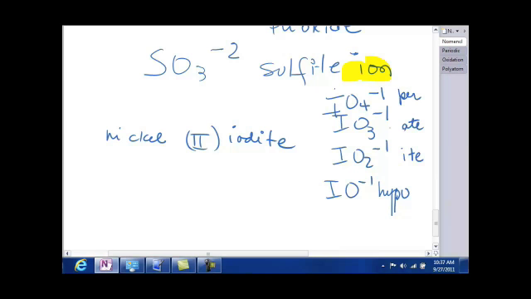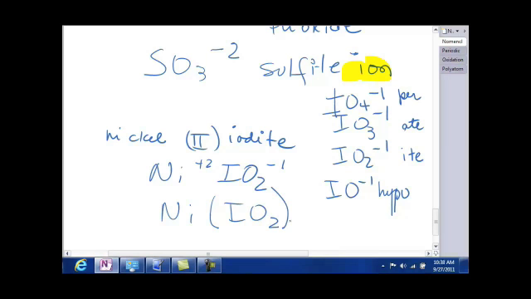I must know IO3 minus 1. So what's iodite? Iodite is IO what? 2 minus 1. And what's nickel 2? Ni plus 2. So after you're done categorizing and figuring out what you're dealing with, you're looking at the guts of the compound, then you do your crisscrossing. And then it's what? Ni, parentheses, IO2 with a 2 there. So that's how I do nomenclature in category 2.